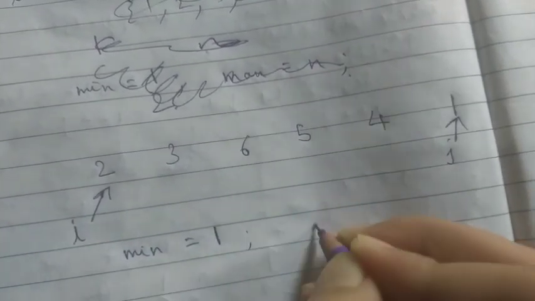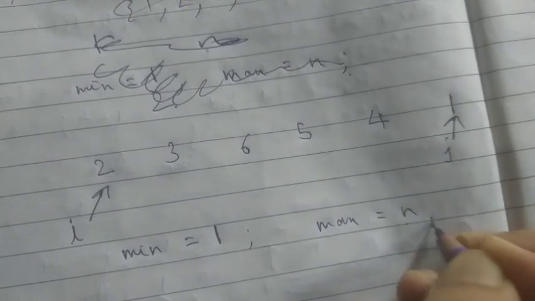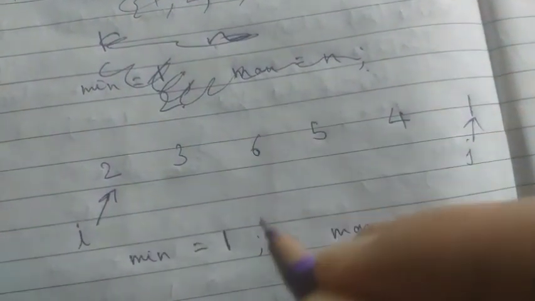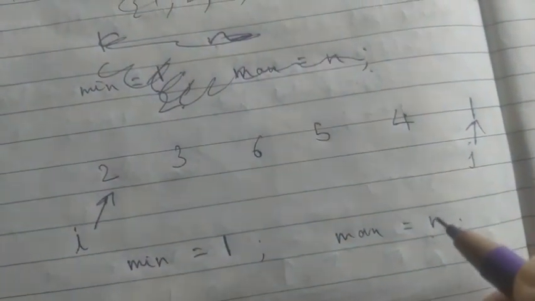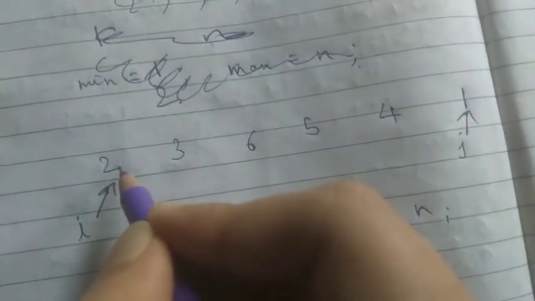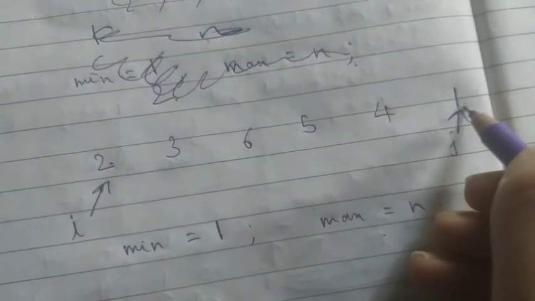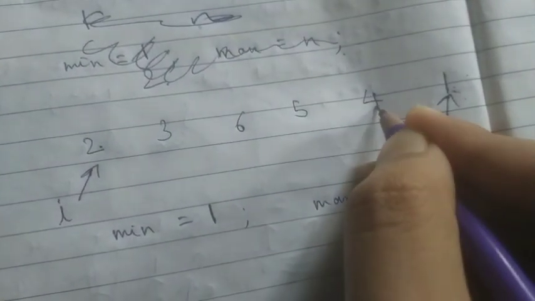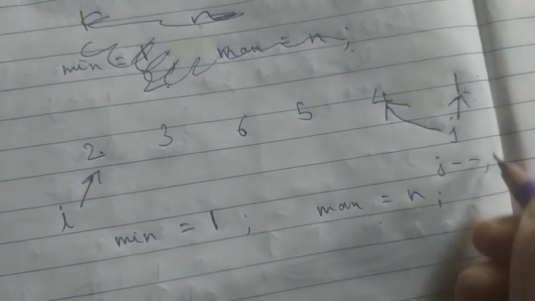Okay, and what is initially the minimum? Initially the minimum is 1. And what is the maximum? Maximum is n, right? Initially. Now if any of the extreme elements is either the minimum or the maximum, we have to exclude it. That is what the question tells us, right? So see, 2 and 1, so 1 is the minimum, right? So we have to exclude it. So now j will be pointing to this, that is j minus minus.